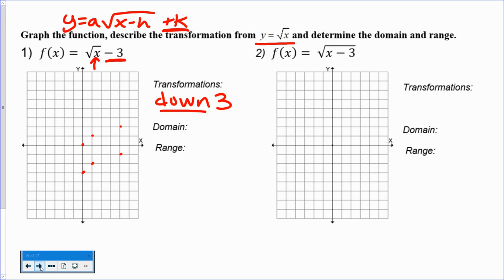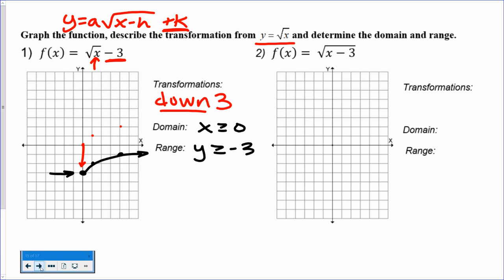Or you could take the normal starting point, move it down 3, and then you go over 1, up 1, over 4, up 2 from that original parent graph table. So this isn't going to change my domain. X still must be greater than or equal to 0, but it is going to change the range because my lowest value for y is -3. So y must be greater than or equal to -3.